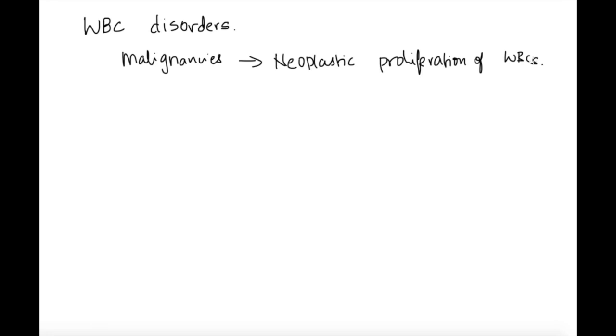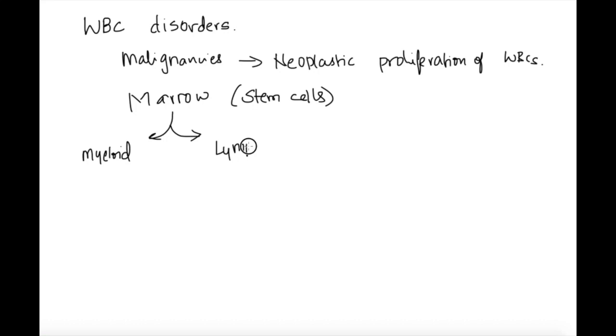Now, to understand the concept and the logic behind the WBC malignancies, we will have to look at the development of the WBCs. So where do these WBCs originate from? They come from the marrow, right? The stem cells give rise to the WBCs. So from marrow, we have two different lineages along which a WBC develops, correct? We have the myeloid series and the lymphoid series.